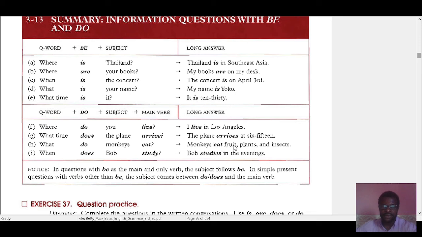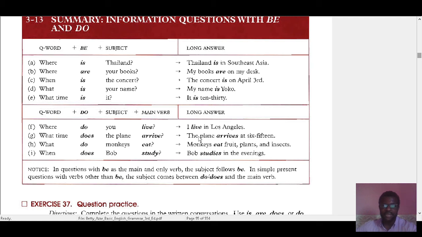Monkeys eat fruit, plants, and insects. Because it's monkeys, that's why they eat, which is our verb, there is no S. Because if we're not using monkeys, we're going to use they as our pronoun. But here, the plane arrives at 6:15.